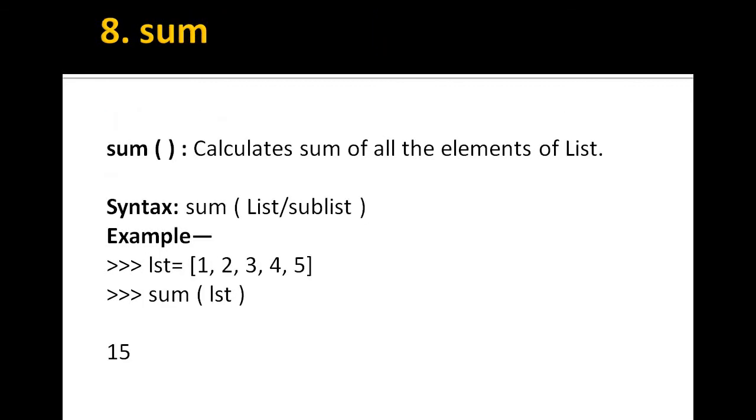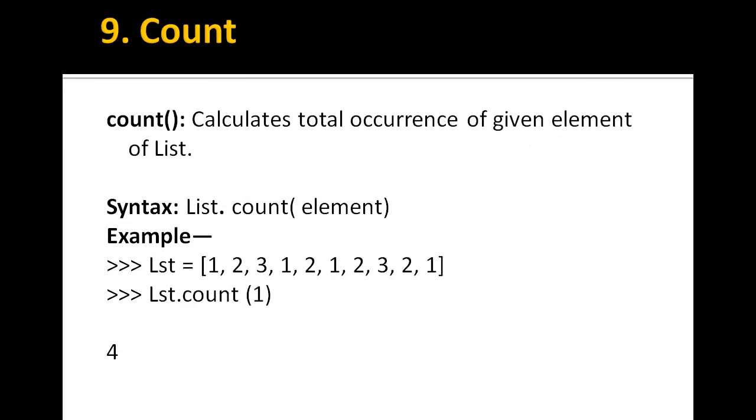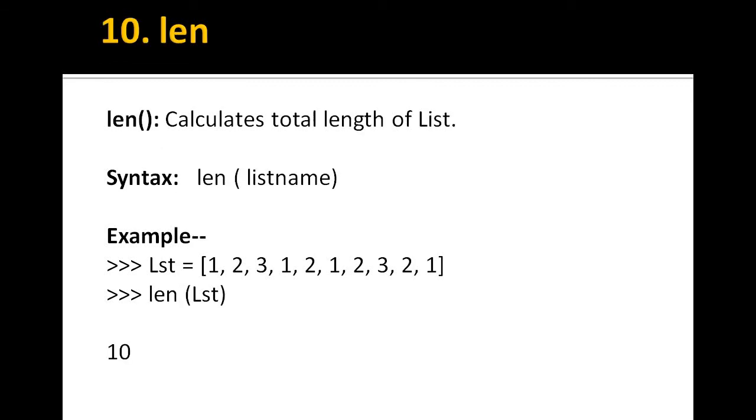Some other functions we also studied. Sum is used to obtain the sum of all elements of the list. Count is used to count the occurrence of an element in the list, and len is used to count total number of elements in the list.